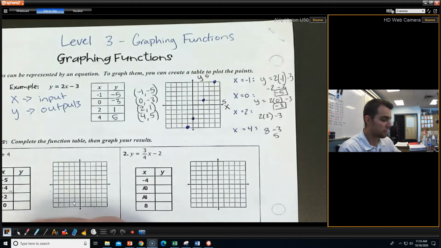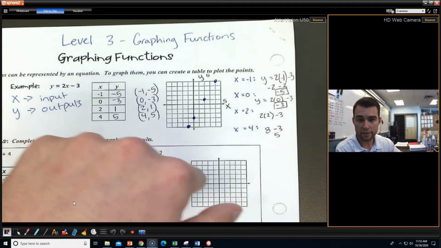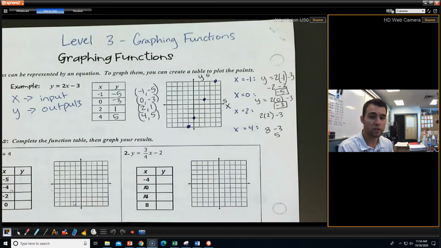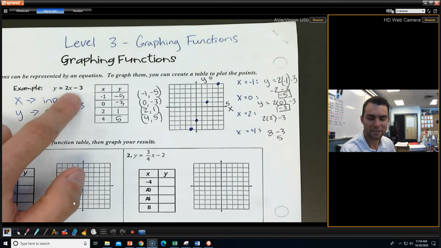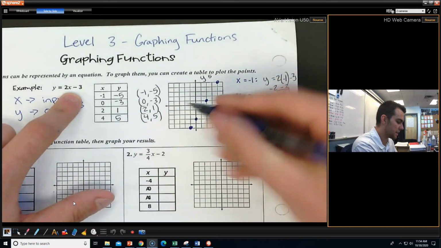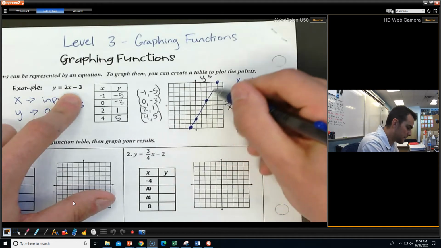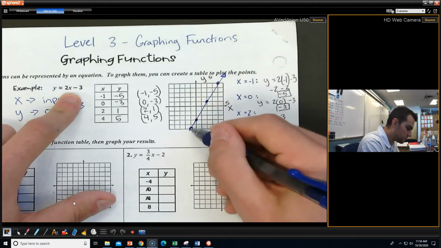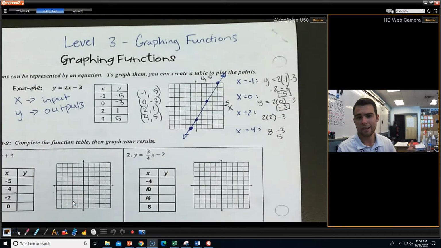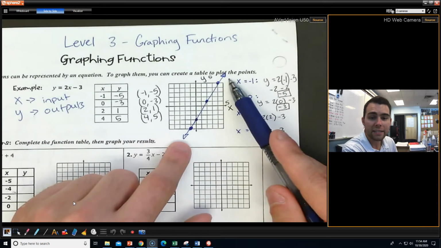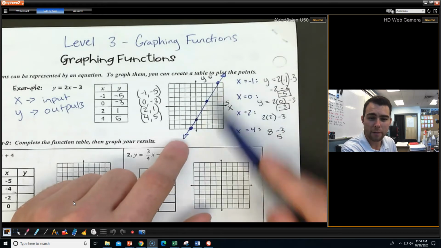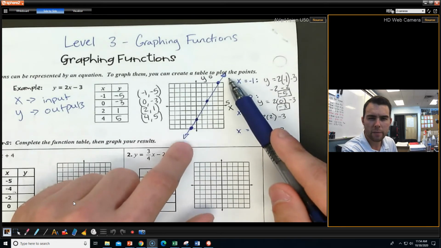Okay? Now that we have plotted all these points, what we can do to officially graph our function, because we're actually graphing this line equation right here, it is a line. I can actually just kind of connect my dots. And there we go. I've graphed my function. Notice I have lines going, like I show it's a line. I'm showing arrows. Why do you think I'm including arrows?